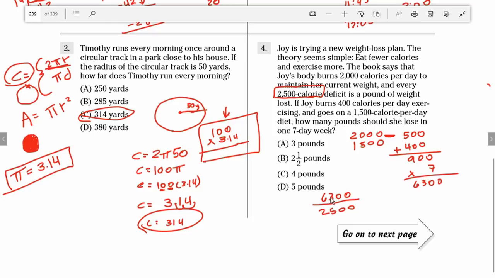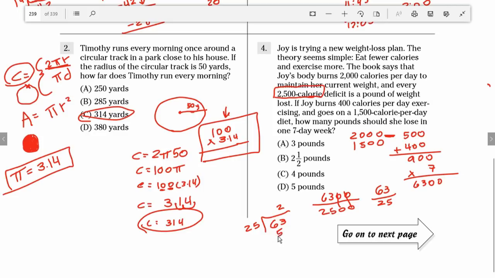Again, you can read this as 6,300 over 2,500, or in our case, 6,300 divided by 2,500. To make the division simple, I'm going to kick off these zeros. So this is going to become 63 divided by 25. Let's go ahead and work this out. Again, 63 divided by 25. 25 times 2 is 50. 25 times 3 is 75. So we know this is going to be 2.